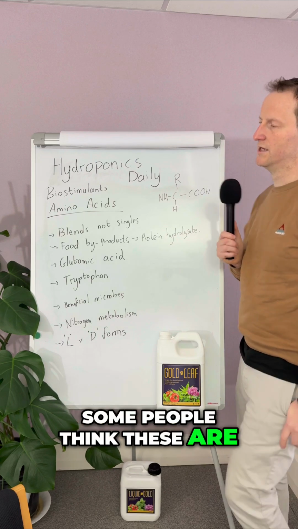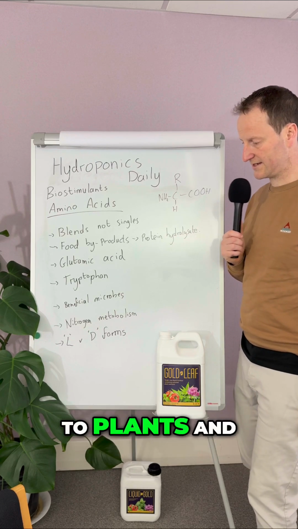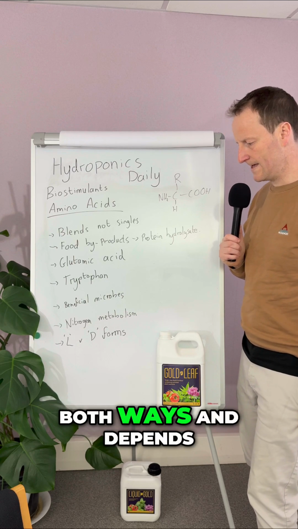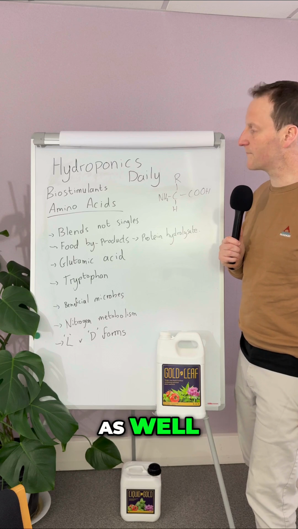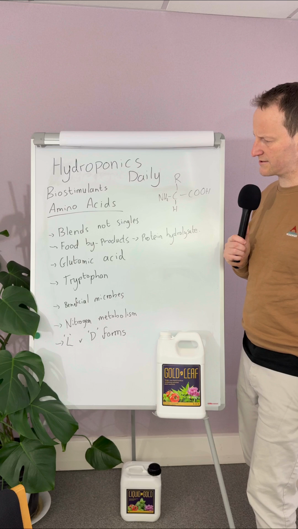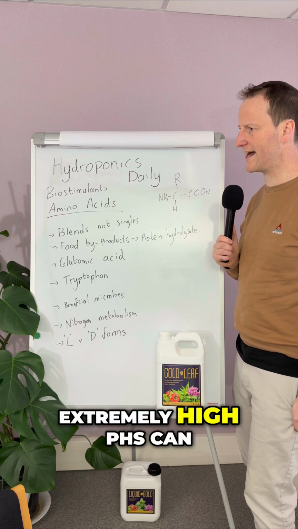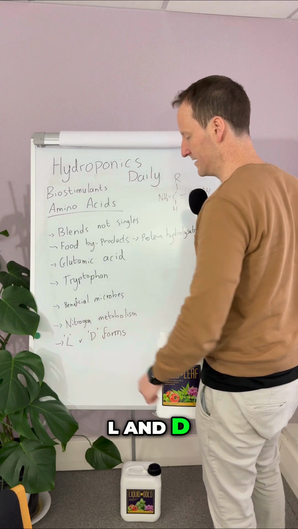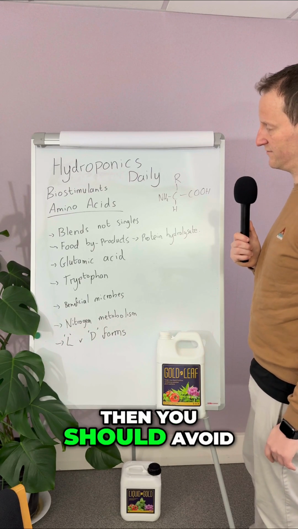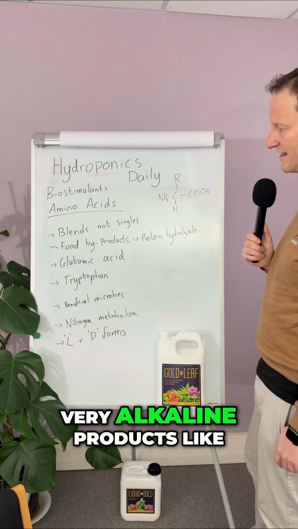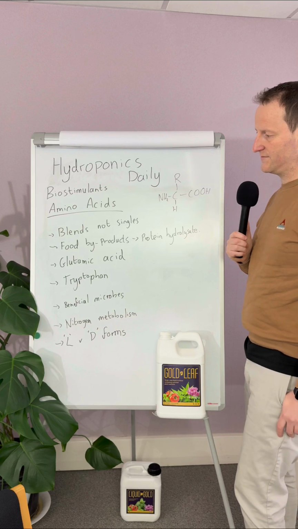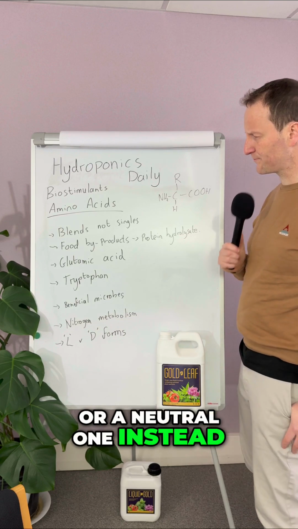And some people think these are poisonous to humans, poisonous to plants. That's debatable. There is research both ways, and it depends on what the amino acid is, I suppose, as well. And so you need to make sure you're using L-amino acids. I did hear once that extremely high pHs can cause a flip between L and D amino acid isomers. I'm not sure how that works or whether that's true. If it is, then you should avoid blending amino acids with very alkaline products like alkaline seaweed extracts, and use an acidic or a neutral one instead.